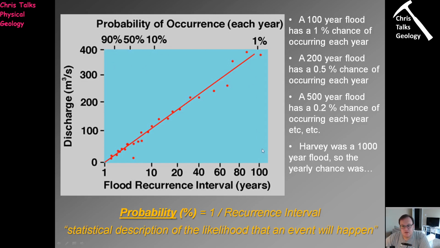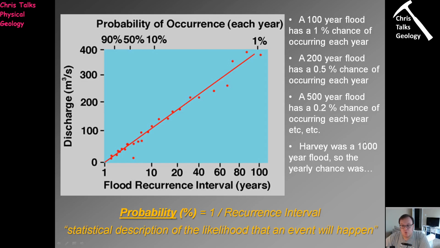As you can see, a 1 in 100 year flood has a 1% chance of occurring each year. So a 1 in 100 year flood doesn't mean that once every 100 years a flood of that size is going to occur. What it actually means is there is a 1% chance that every year a flood of that size will occur. So the meanings are actually slightly different. If we're talking about a 200 year flood, there is a 0.5% chance a flood of that size will occur each year. A 500 year flood, there is a 0.2% chance a flood of that size will occur each year.